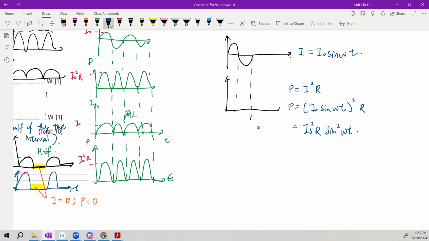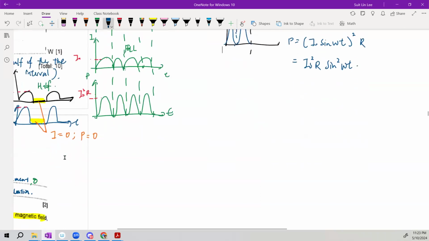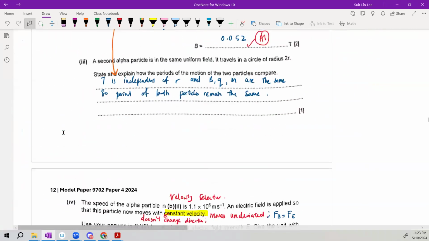I mean, this. It's an alternating current, it's not constant, so the power should not be constant. Okay, moving on.